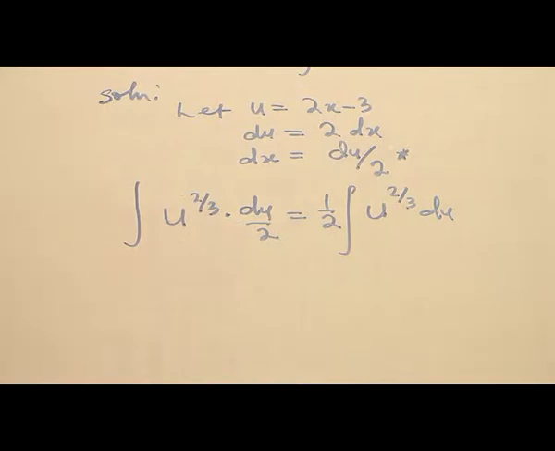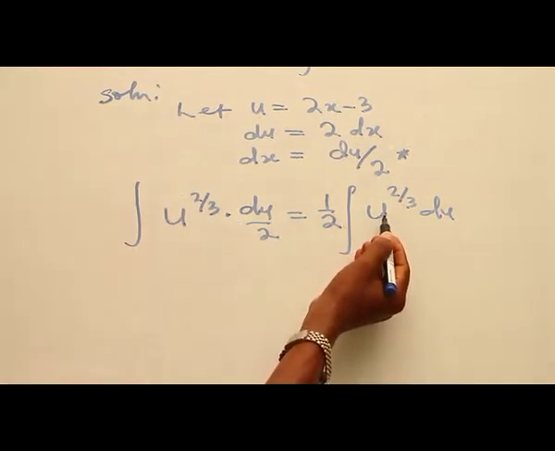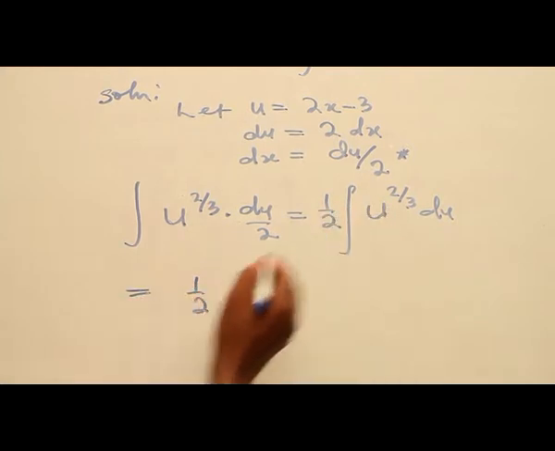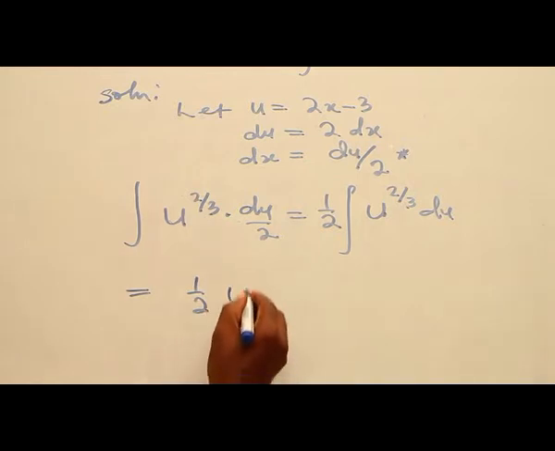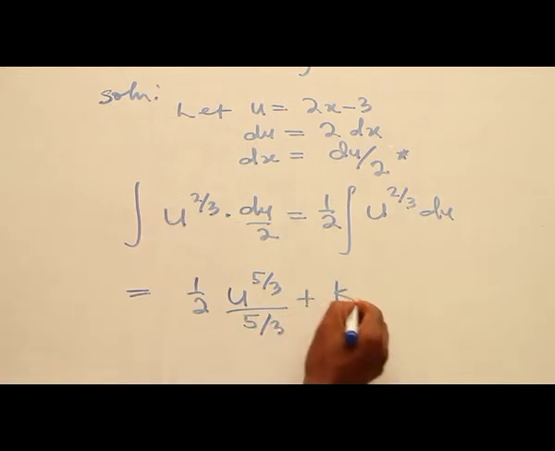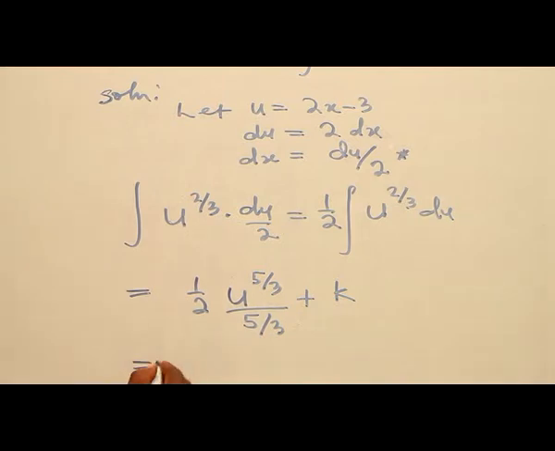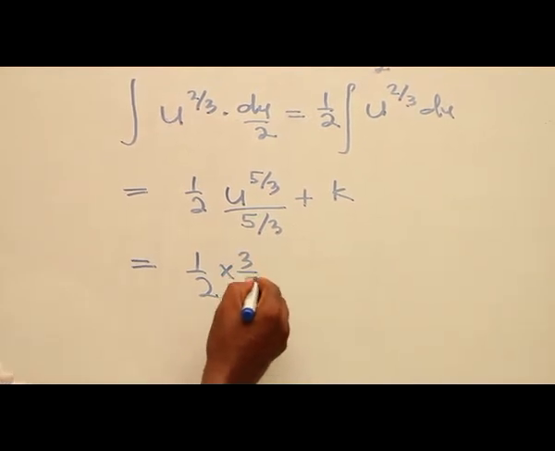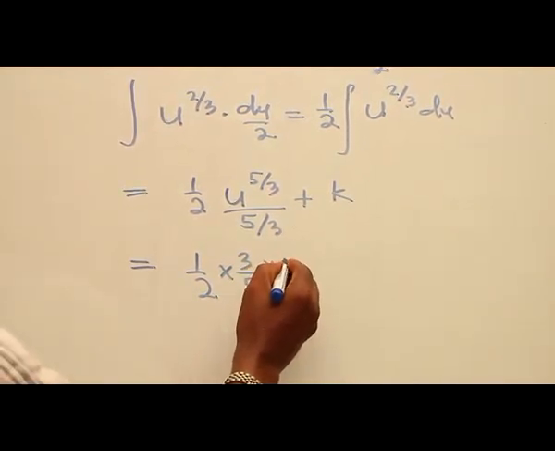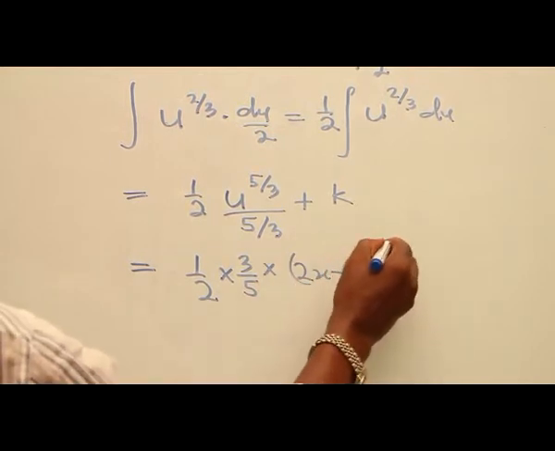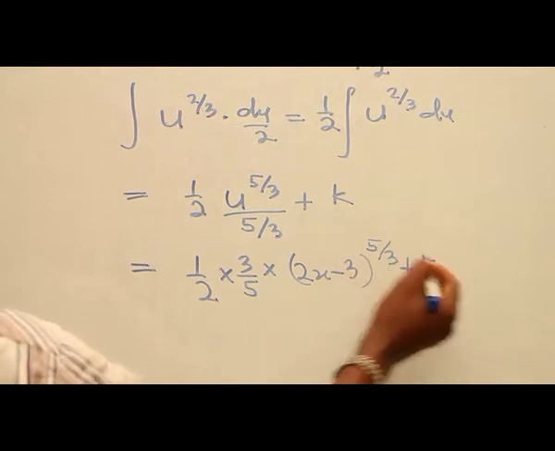Now, remember the rule for integration, so that will be equal to half, add 1 to 2 over 3 to give you u raised to power 5 all over 3, divided again by 5 all over 3, and then plus the constant of integration. Now let's go simplifying. We have half multiplying 3 all over 5, and then multiplying u, and our u is 2s minus 3, all raised to power 5 all over 3, plus the constant.